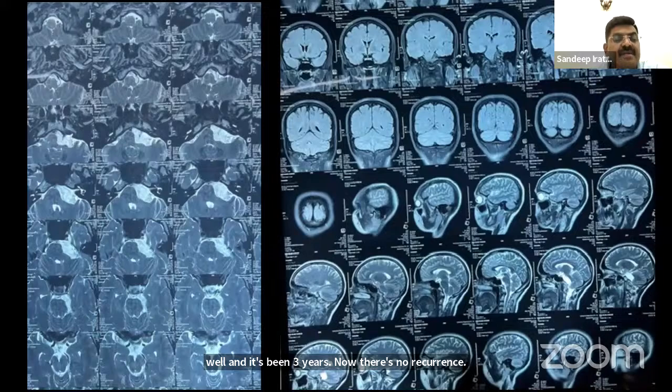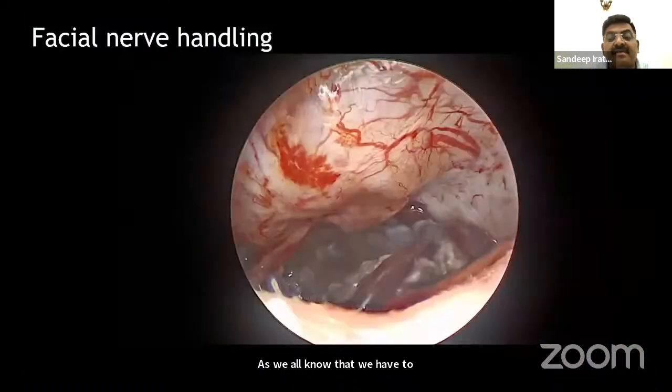This is one of the commonest, of course after vestibular schwannoma, the epidermoid in the CP angle. This young lady presented with trigeminal neuralgia, which was medically refractory. On evaluation, we found this epidermoid, which is in the CP angle going up to Meckel's cave, and the facial nerve and the vestibular nerve going through the tumor. As we all know, we have to operate on such tumors between the nerves.